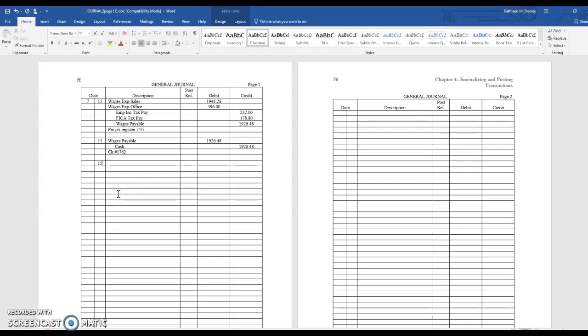All right, our third journal entry that we have to do for payroll is the employer costs. So we have an account called payroll tax expense, and this represents the expense that the employer has to pull out of their own pocket. They have to match the FICA tax payable. That was $178.80.